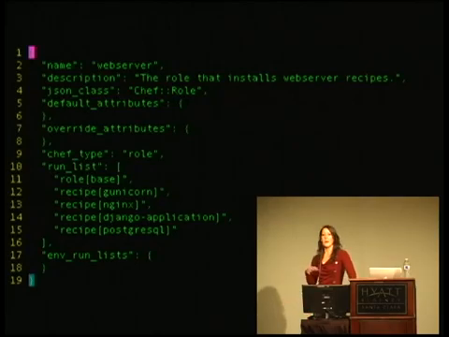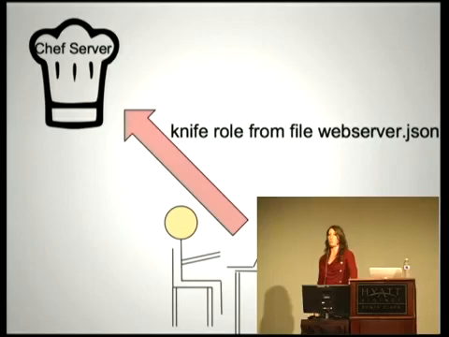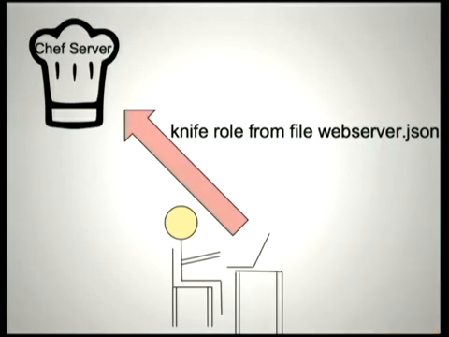So roles can essentially inherit from other roles. So you can create tree structures and have them interact this way. And then my web server role also installs Gunicorn, Nginx, Django application, and Postgres. So once I've created my web server role, I have to sync that up to my Chef server.